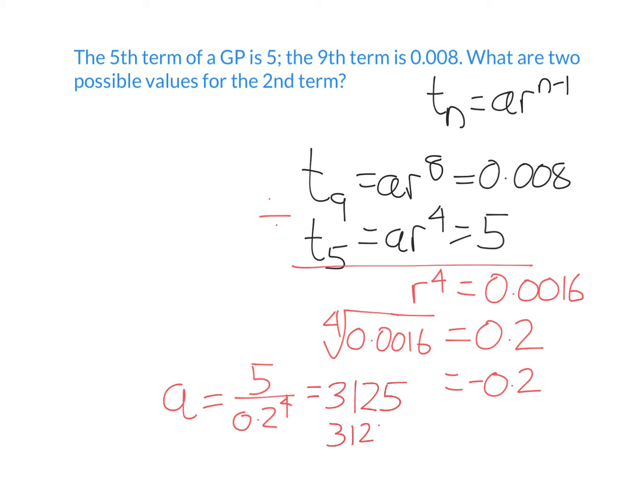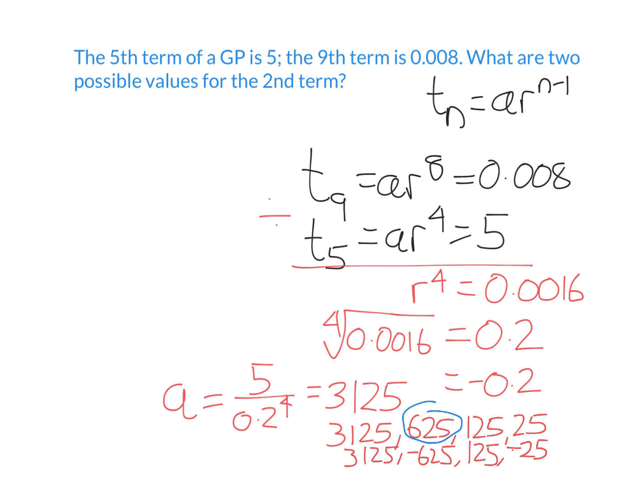It could be 3125, and then we're timesing by 0.2 each time, which is the same as dividing by 5. It could go like this. Or what could happen is each second term would be negative. It could be 3125, negative 625, 125, negative 25. They are the two possible sequences we have. So the two possibilities for the second term are either 625 or negative 625.